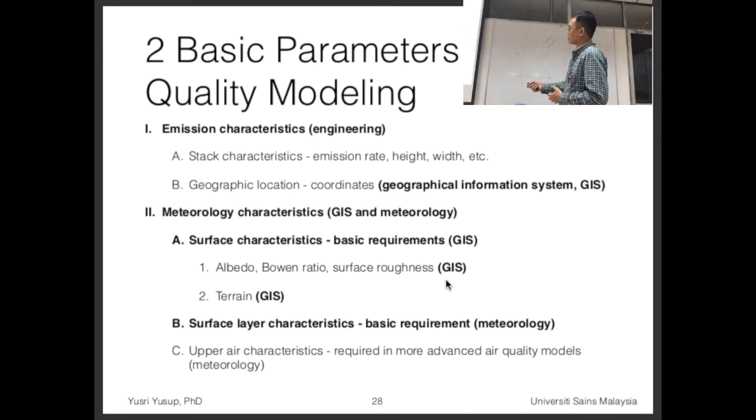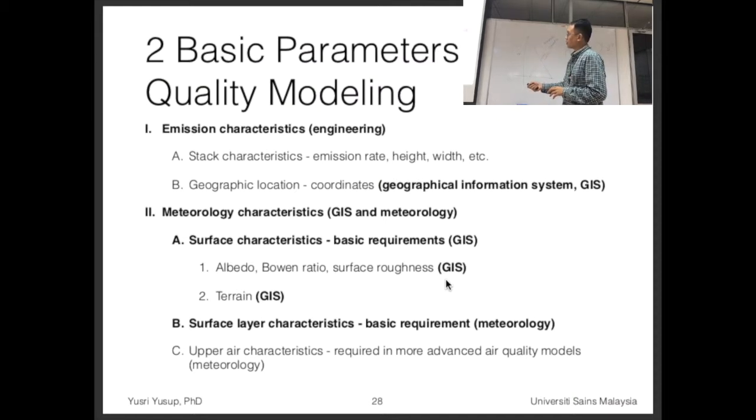So the characteristics of the stack or the source are the emission rate, how much pollution it emits from that source, the height of the stack, the width of the stack or the width of the area, etc. So this is the engineering aspect of the stack characteristic. And we also need to know the location of the stack, the geographic location or the coordinates. And this one requires you to use some GIS to pinpoint the location of that stack or the area on a map.